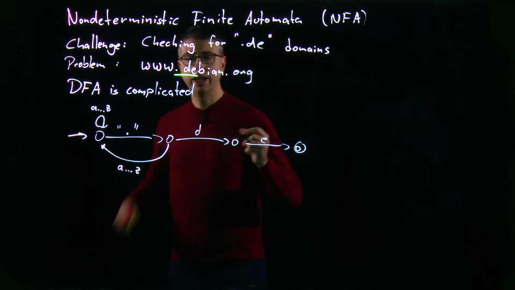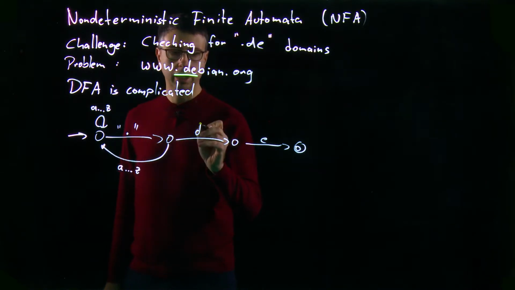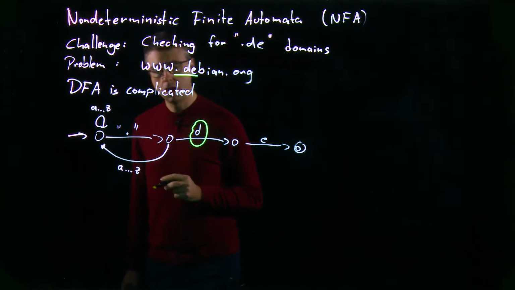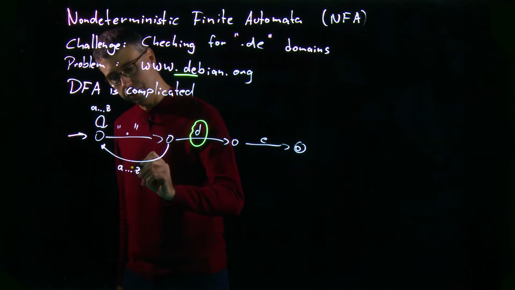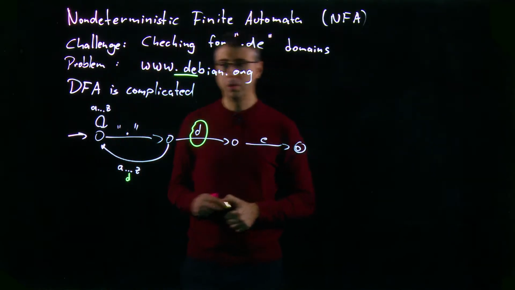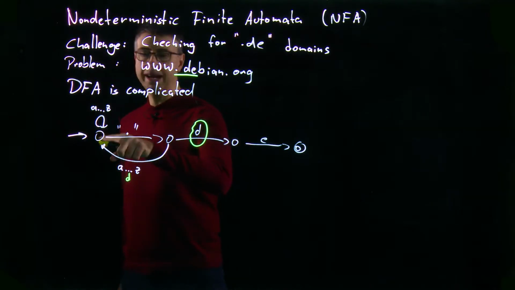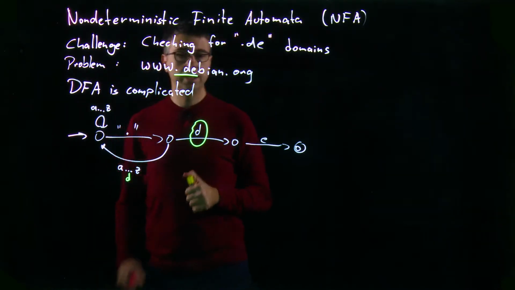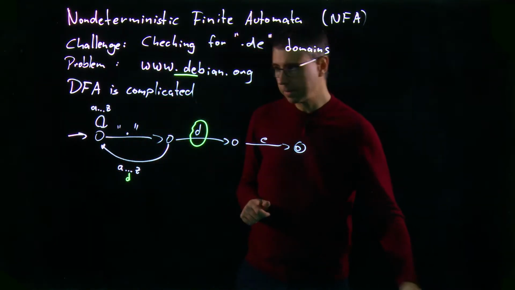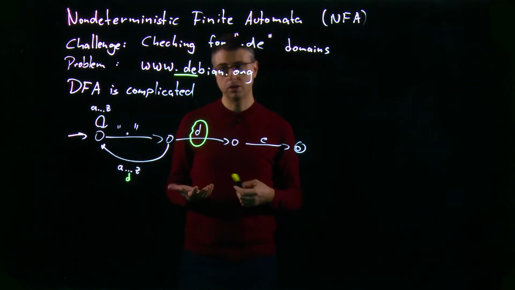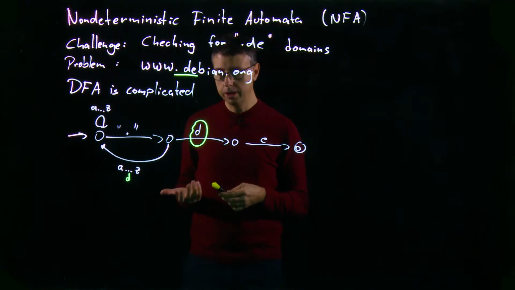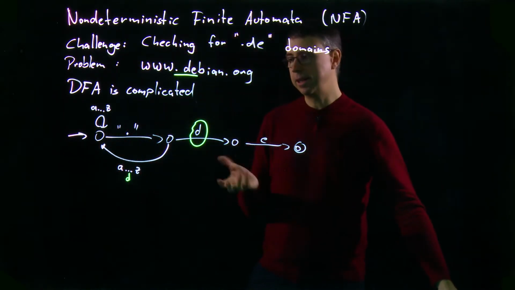And the guessing actually happens here. After seeing a dot, we can guess whether we take this D transition or whether we take this D transition. The D is in this A to Z expression, it's included. So with the D, at this point, we could go either back to the initial state or forward if we have guessed that this is the end of the string. So much easier with guessing. So if you compare this automaton with the automaton you might have drawn, you will probably realize that this one is much easier.